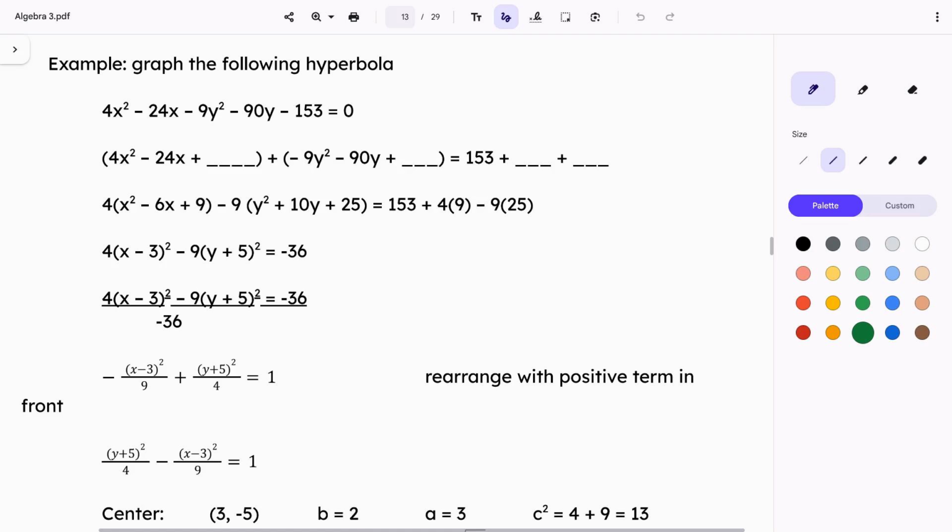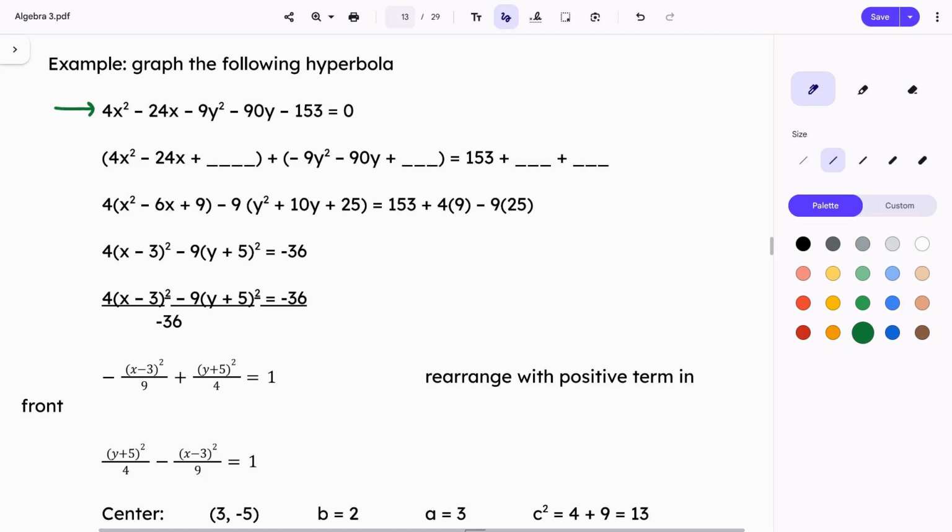Like I said, this is when we're going to start to see the completing the square process show up again. They're giving me an equation that looks like this to start with. It's not written at all in the standard form. It's not written where I can identify the center, my a squared, b squared, all that stuff. So I need to do a little bit of work.